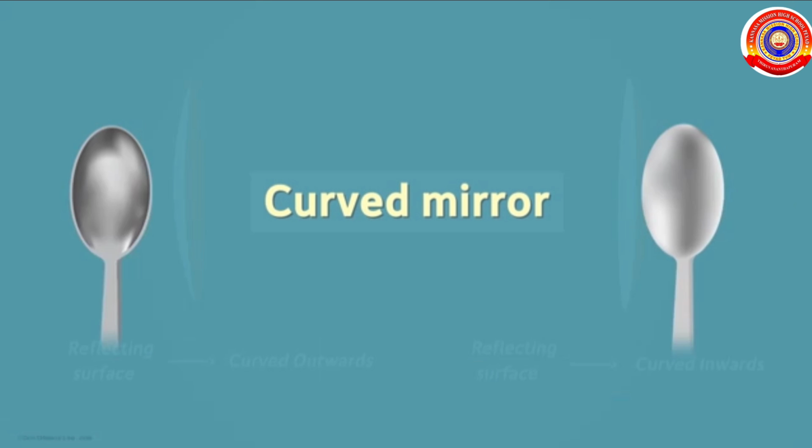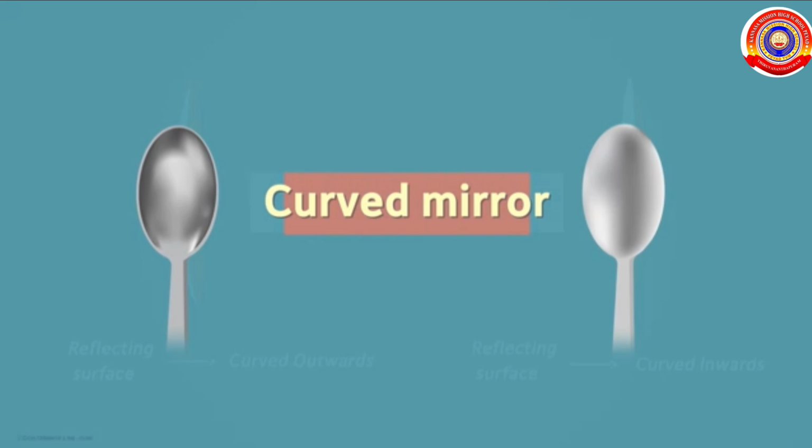Yes, a shiny surface of a spoon is a good approximation of a curved mirror. A spoon has two reflecting surfaces. One curved inside and the other curved outside.